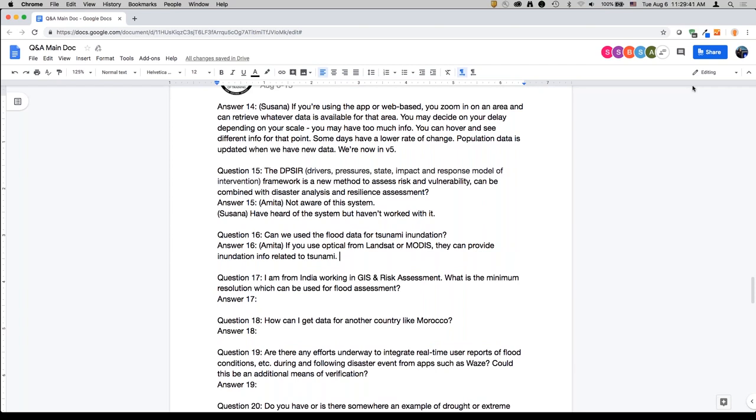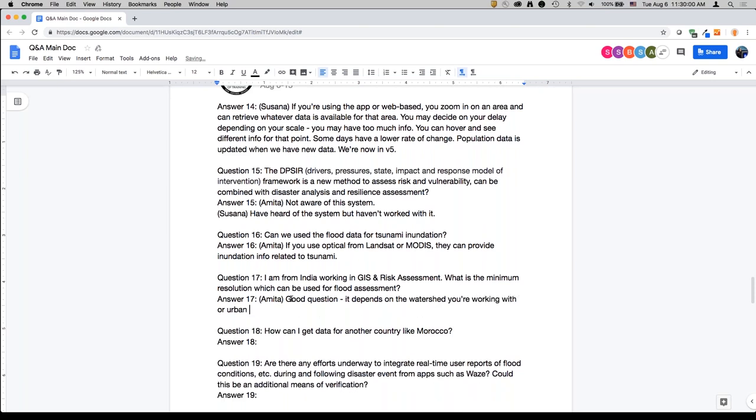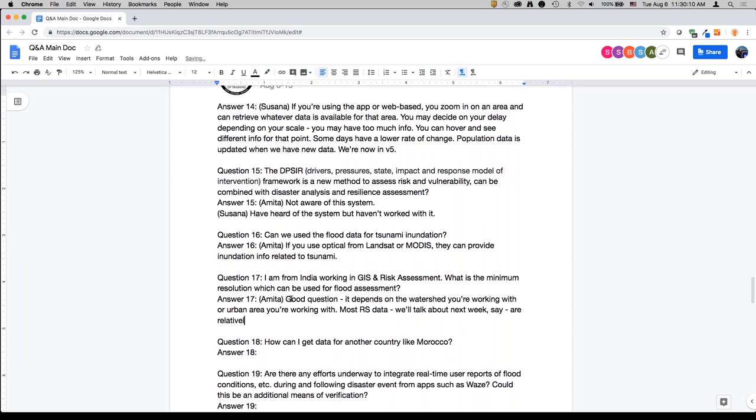Question 17 is, I'm from India working in GIS and risk assessment. What's the minimum resolution which can be used for flood assessment? So that is a good question in the sense that it depends on the watershed you are working with or urban area you are working with. Most remote sensing data we are going to talk about next week are low resolution, 1/10 of a degree to 1/4 of a degree, which is quite coarse.